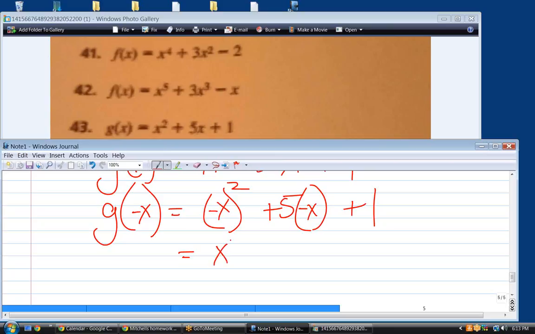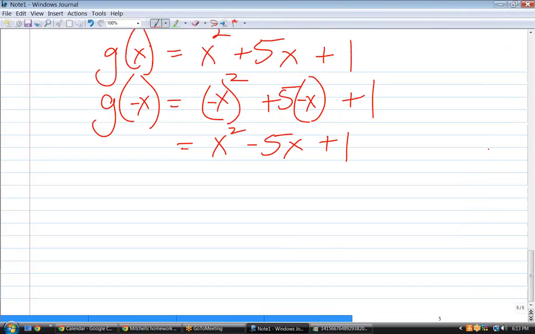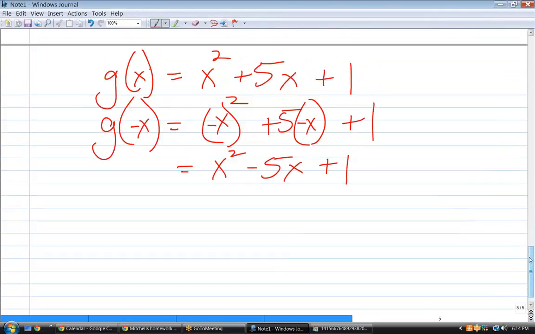X squared minus 5x plus 1. Now, does that resemble our original function? Nope. It's neither g of x, that would be g of x.